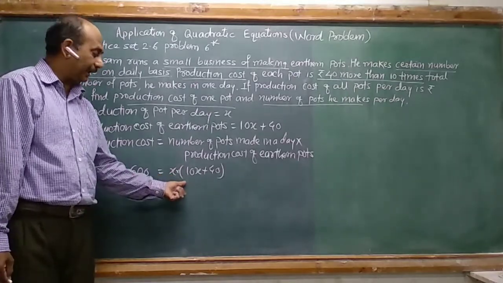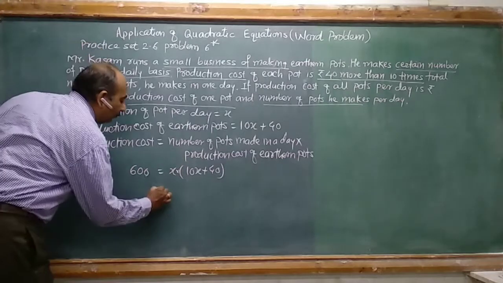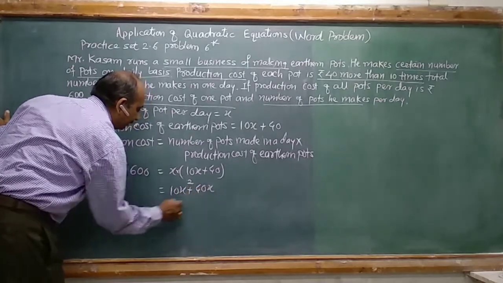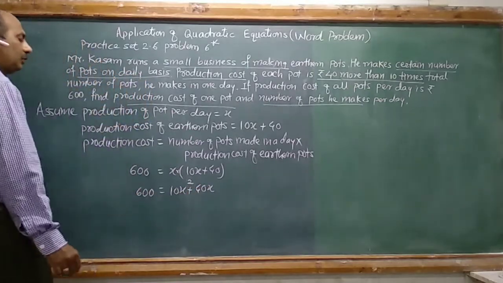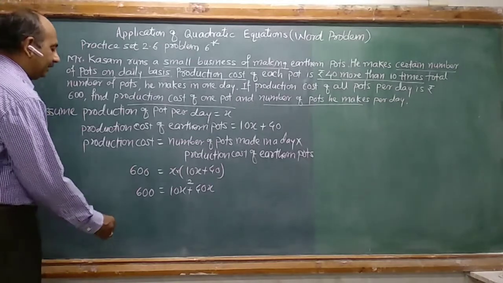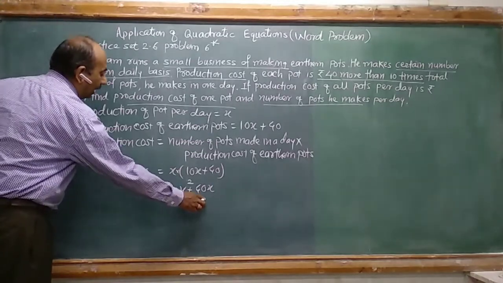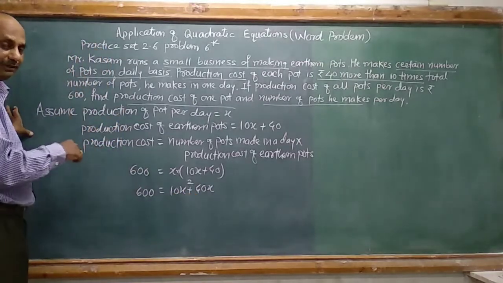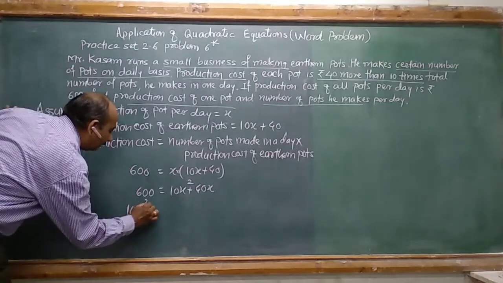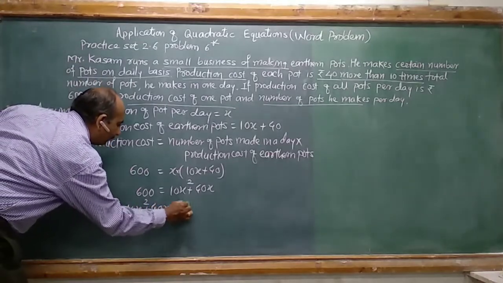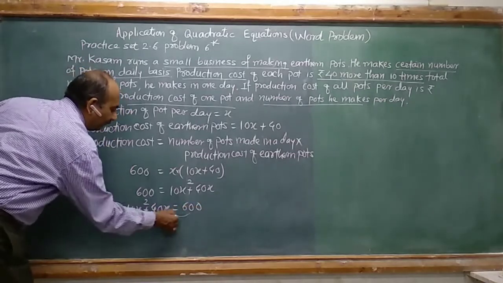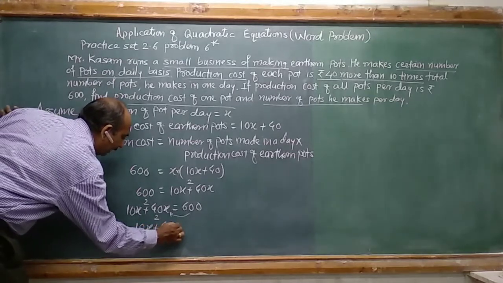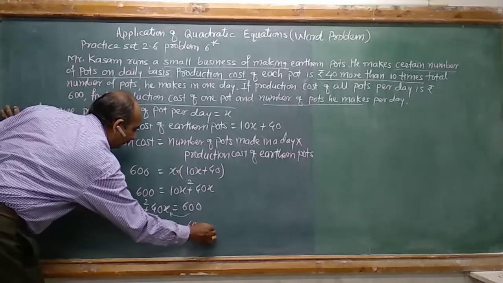Now if you solve this, then you will get the equation. x is outside the bracket, so multiply: x into 10x comes to 10x square plus 40x, and here is 600. If you make a quadratic equation, then you bring the RHS to the LHS, and the LHS to the RHS, so there will be no change of symbol. So here 10x square plus 40x is equal to 600. Now transfer this 600 here, you will get 10x square plus 40x minus 600 is equal to 0.